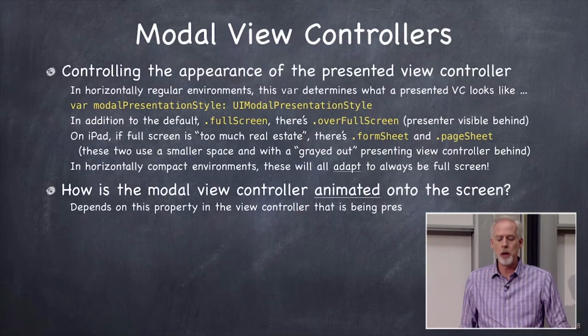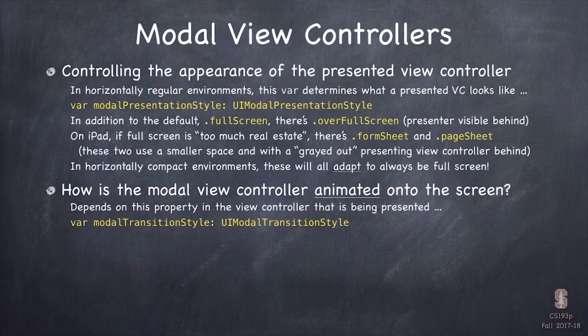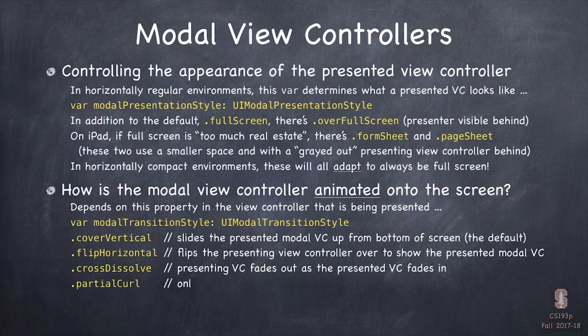Everything would be jammed too small. So it'll automatically adapt for you. How about the animation of the thing appearing on screen? Okay, well, by default, it slides up from the bottom. That's called cover vertical. But it also has flip horizontal, where you can flip it over.